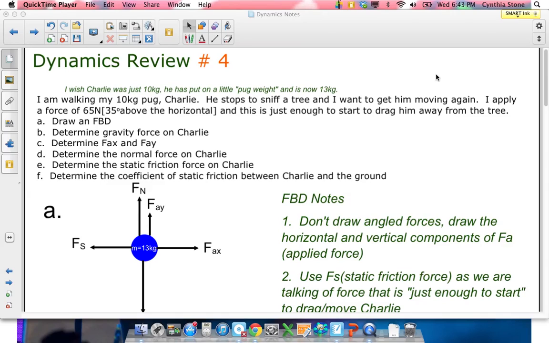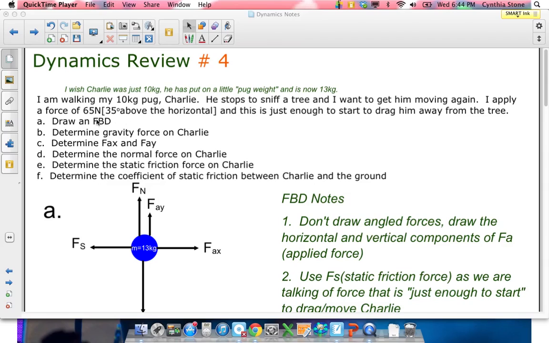So in this example, I'm walking my 10 kilogram pug Charlie. We're going to use 10 kilograms. That's how I originally wrote it. Like I say, he's not 10 kilograms anymore. He stops to sniff a tree, and I want to get him going again. I apply that much force on that angle, okay? And this is just enough to start to drag him away. So that, just enough to start, to me says FS is going to be in there, static friction, okay?